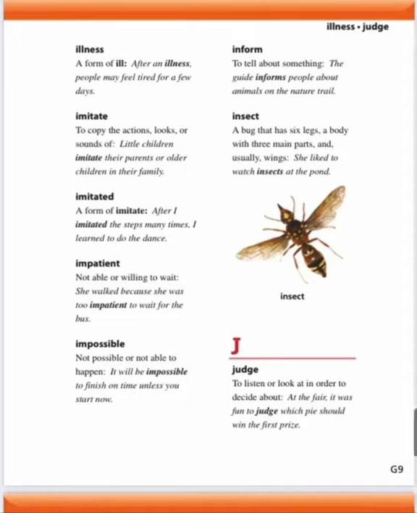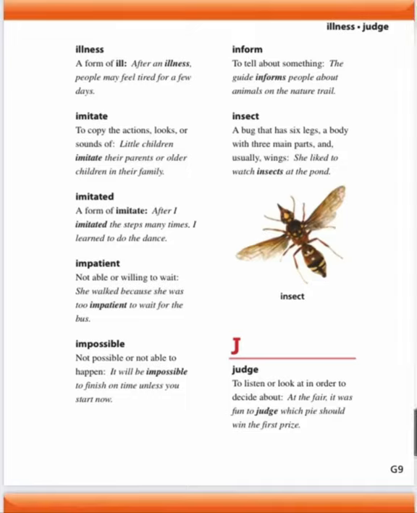Impatient: not able or willing to wait. She walked because she was too impatient to wait for the bus. Impossible: not possible or not able to happen. It will be impossible to finish on time unless you start now.